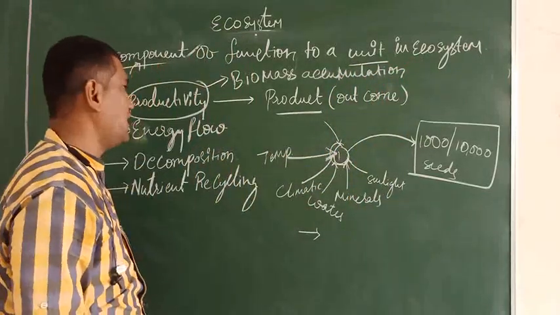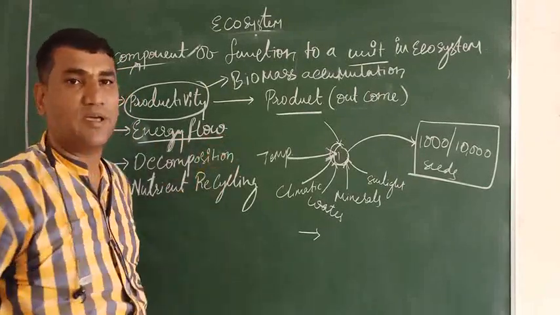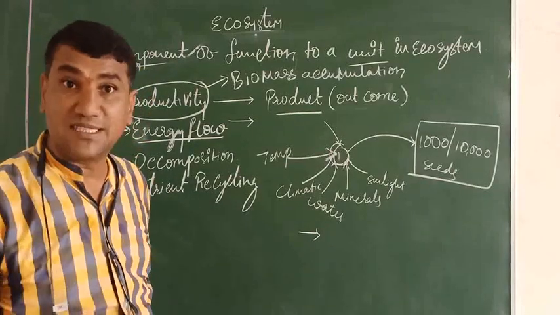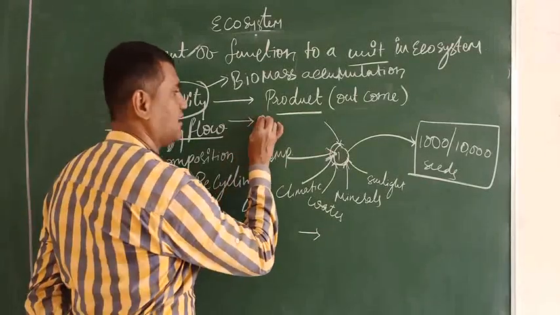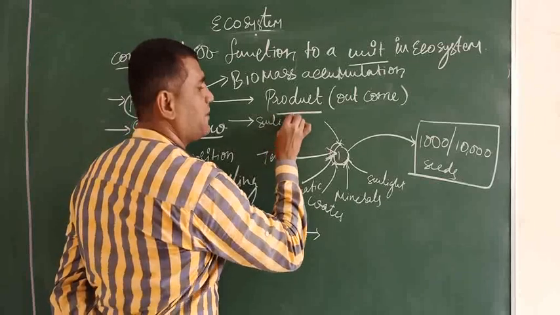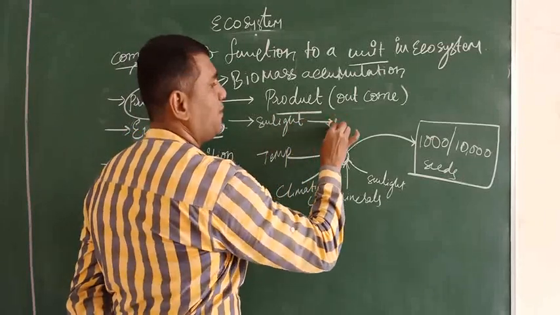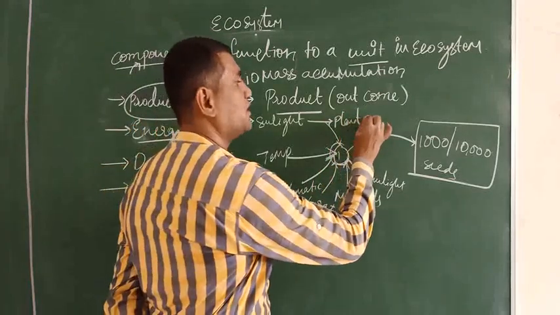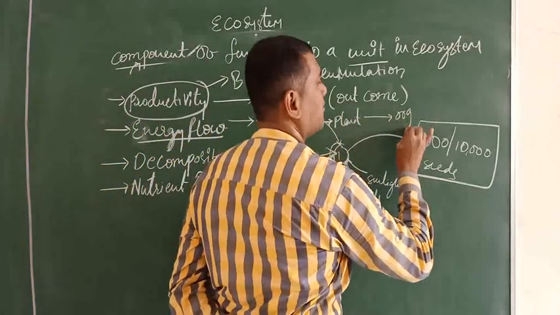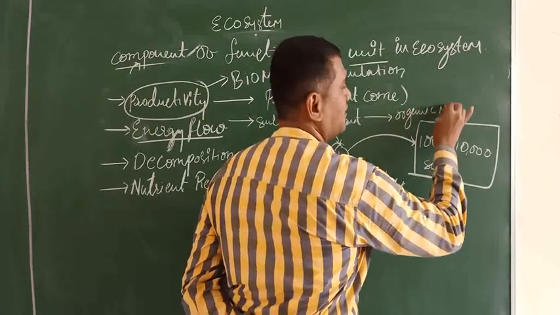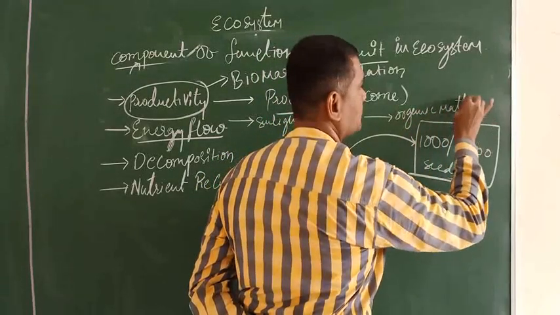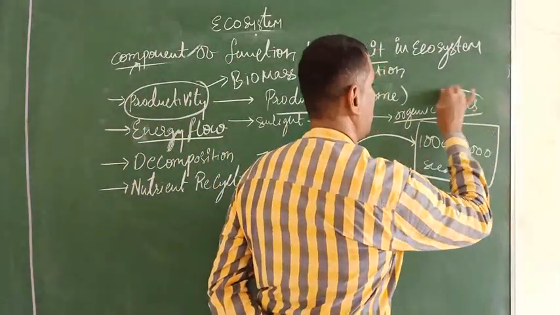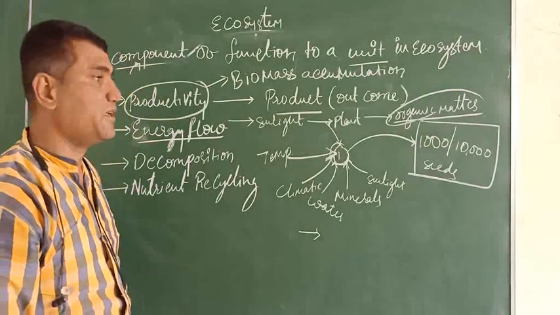Biomass accumulation. Energy flow. In the ecosystem, the universal source of energy is the sun. Sunlight is received by the plants. Plants utilize that source and convert it into organic matter, that is starch. Here organic matter, or biomass, is the productivity.